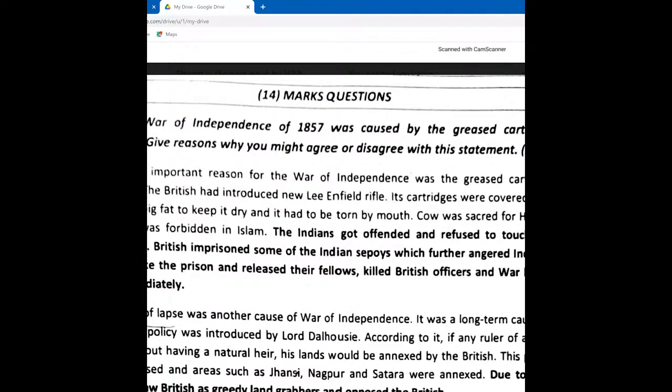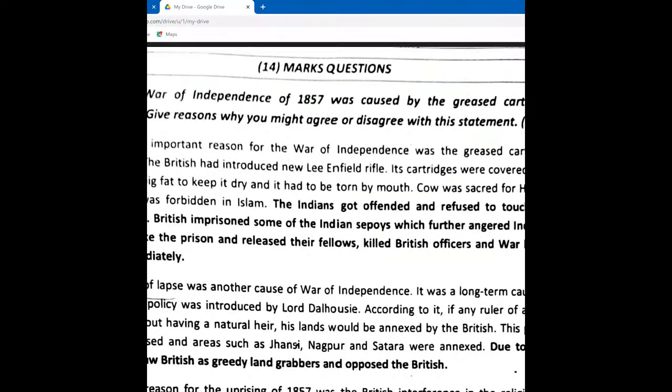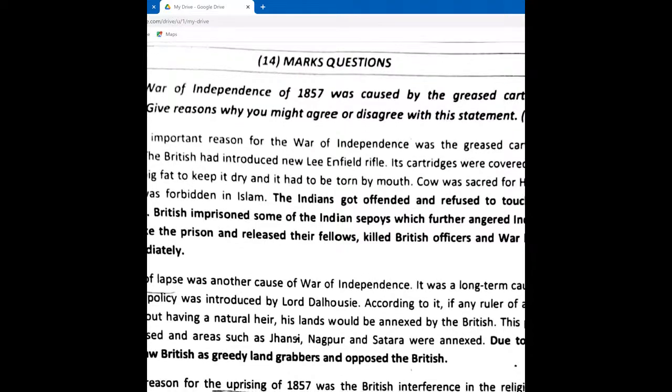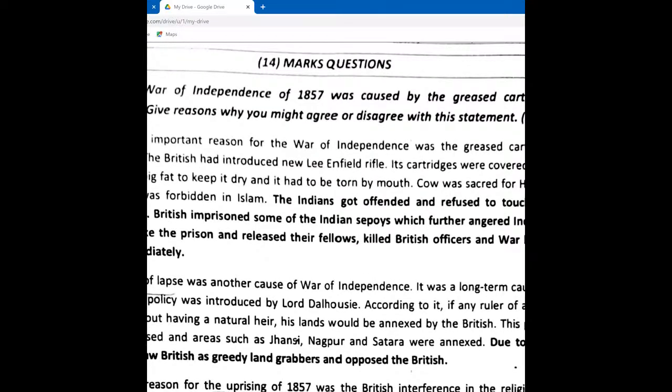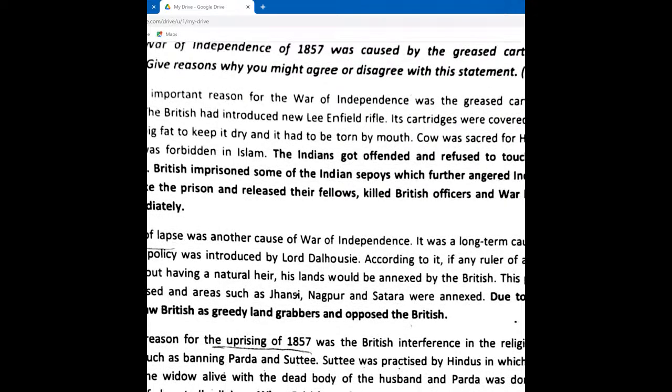So we'll see, first of all, why did the War of Independence take place? There were some immediate causes and some long-term causes as well. So you can group all of these reasons together in the form of a question: was the War of Independence caused by the greased cartridges issue? Give reasons. This greased cartridge issue was one of the immediate causes for the war. I'm going to explain what it exactly was, and this question will explain further reasons to you. So let's look at the first reason.